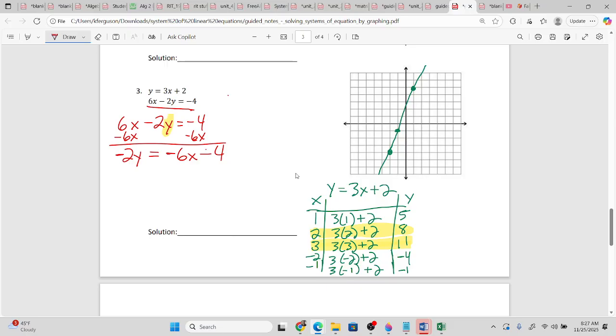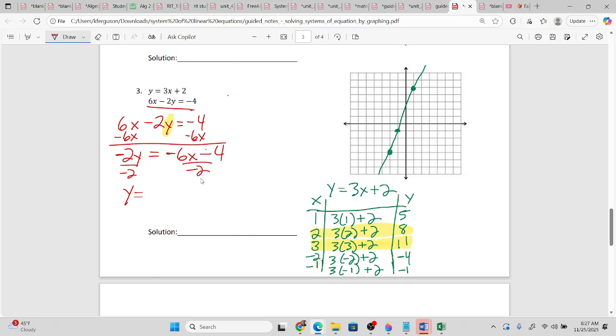Okay. I'm going to divide by negative 2 on both sides because this is negative 2 times y. If I'm trying to get y by itself, I do the opposite of what's going on. And that's negative 2 times y. A letter next to a number is multiplication. So I'm going to divide by negative 2 on both sides. Those two things cancel out, and I got my y.